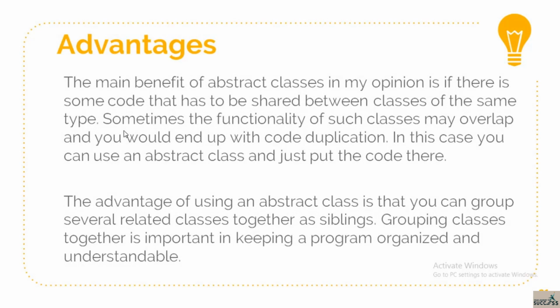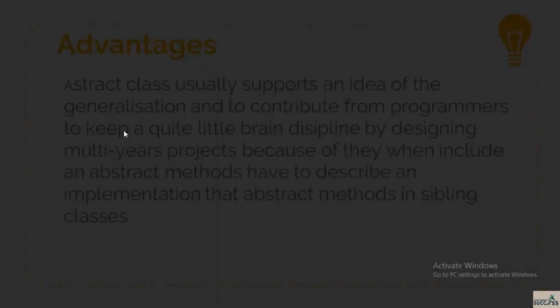And the main benefit of abstract classes, in my opinion, is when there is some code that has to be shared between classes of the same type. Sometimes the functionality of such classes may overlap and you would end up with code duplication. In this case, you can use an abstract class and just put the code there. The advantage of using an abstract class is that you can group several related classes together as siblings, as I've told you, and grouping classes together is important in keeping a program organized and understandable.